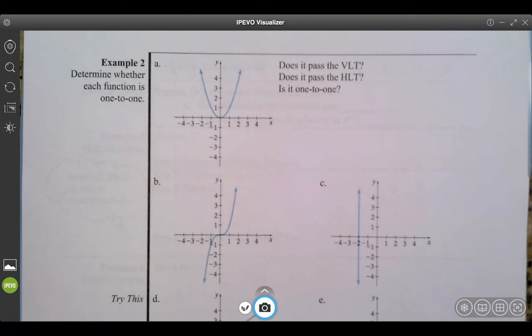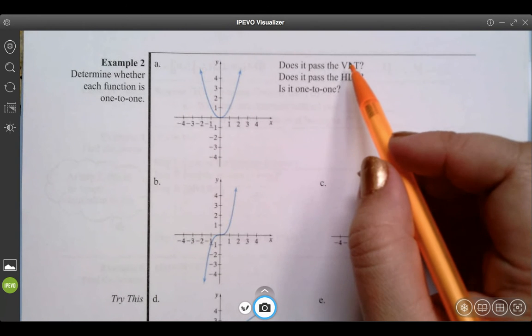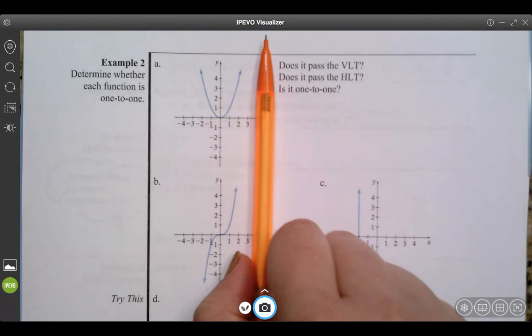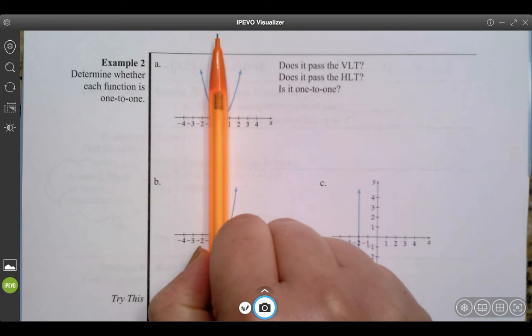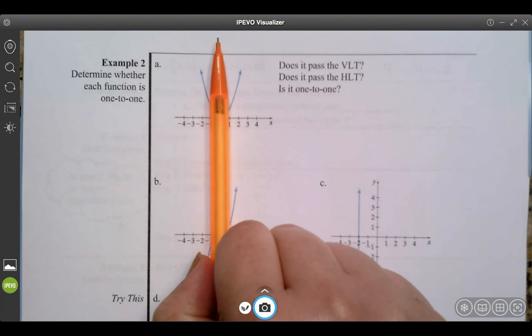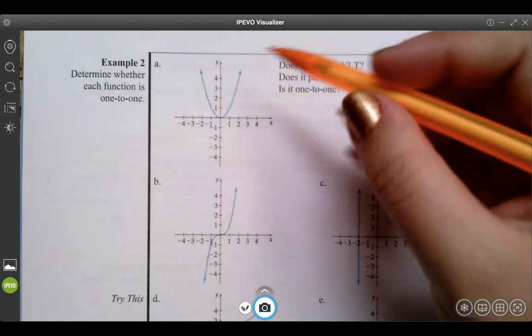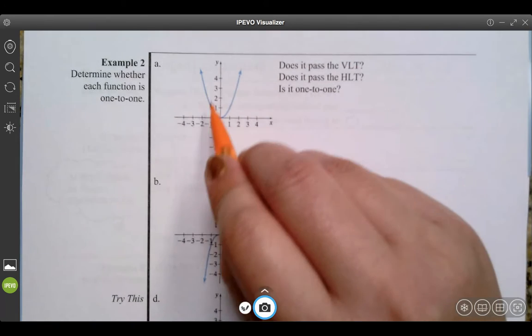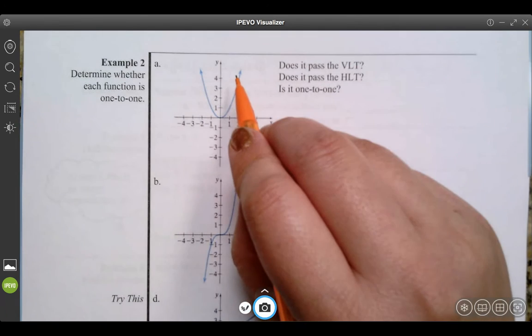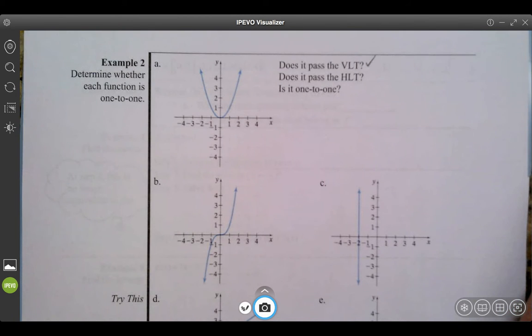Okay, so in part A, because this is a visual representation, we have a graph, we're going to check the vertical and horizontal line tests. So remember, the vertical line test is asking, if I draw a vertical line through every point on this graph, does it ever cross another point on this graph? When I draw a vertical line, does it hit 2 points or just 1? And we can see that for every vertical line, it goes through only 1 point on the graph. So this passes the vertical line test.